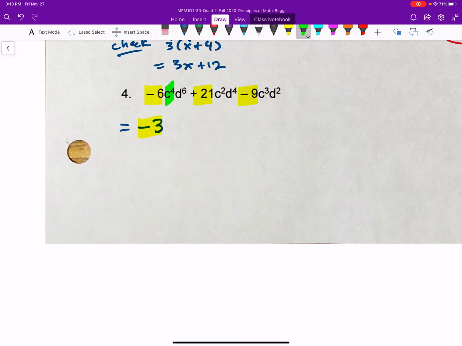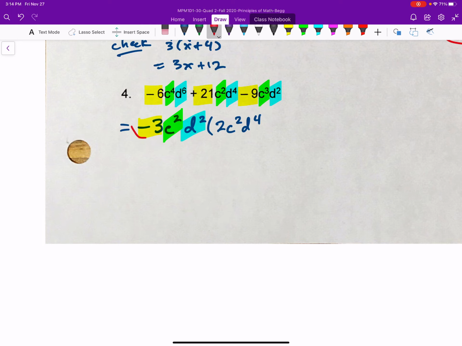I've got c to the 4, c to the 2, c to the 3. I take the smallest exponent, which is c to the 2. I've got d to the 6, d to the 4, d to the 2. I take the smallest exponent, which is d to the 2. That's my GCF. That's what I'm going to divide everything by. Negative 6 divided by negative 3 is positive 2. c to the 4 divided by c squared, subtract the exponents, and I get c to the 2. d to the 6 divided by d to the 2, subtract the exponents, and I get d to the 4. That's the first term inside the brackets.